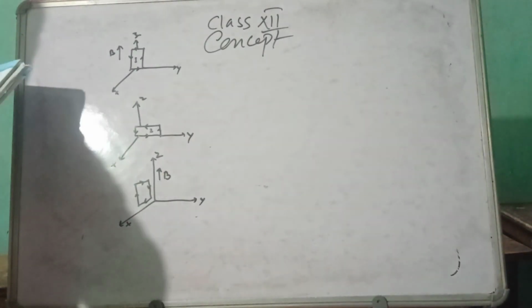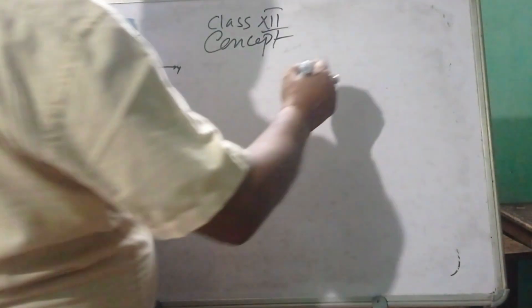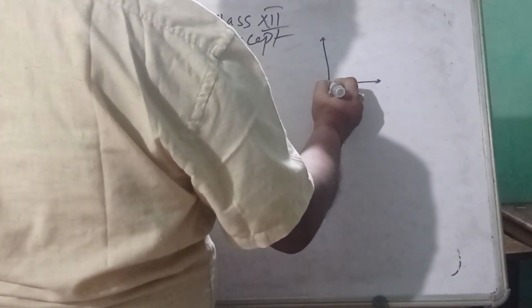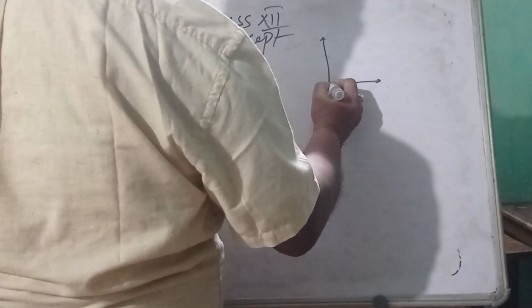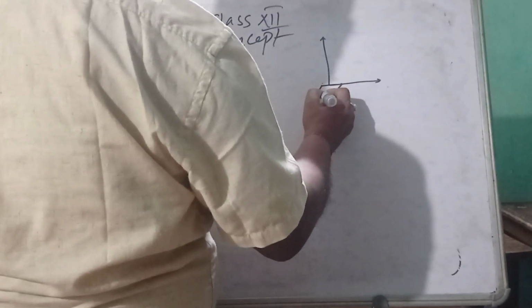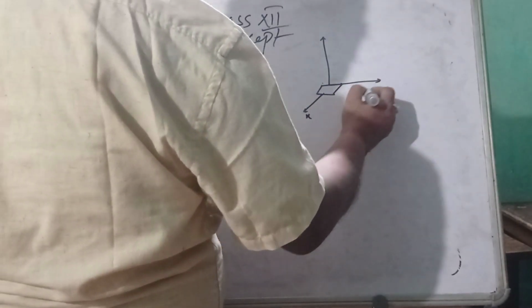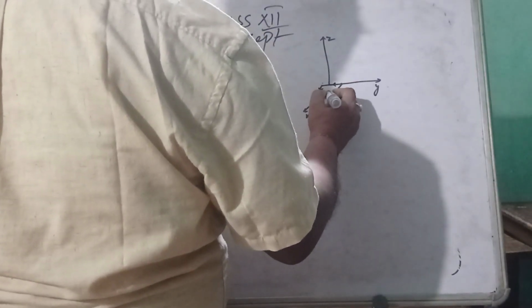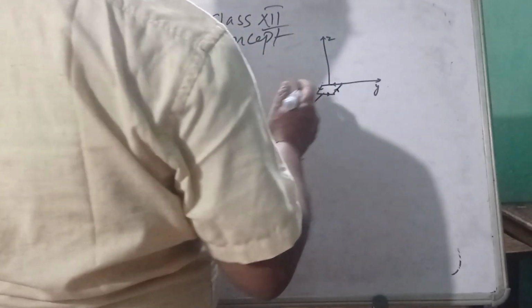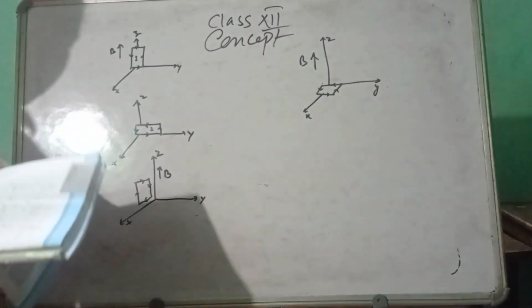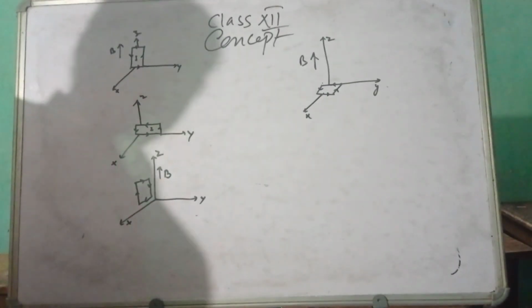Now one more case I am taking. This is the loop, current flowing here. This is X, this is Y, and this is Z. It is flowing in anti-clockwise direction, and the magnetic field is in Z. So in all these cases the magnetic field is in Z direction.